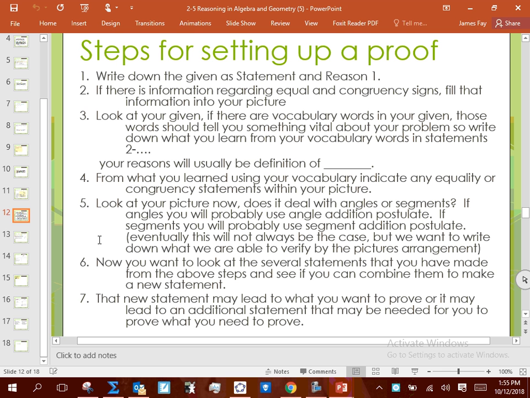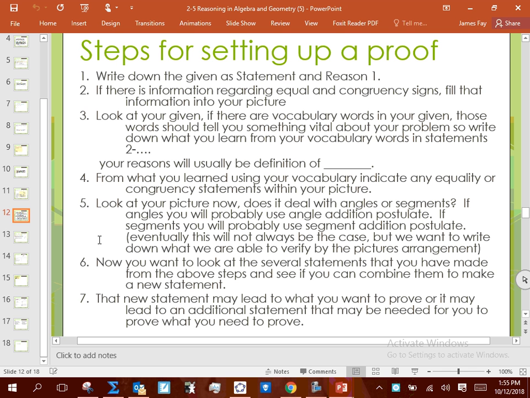Okay? Later on, we'll deal with parallel lines, and that will be chapter 3. Okay? So we'll look at our picture. Are there parallel lines? Then that idea will kind of progress the question. Does that make sense? If I see parallel lines, it's probably not going to use angle addition.